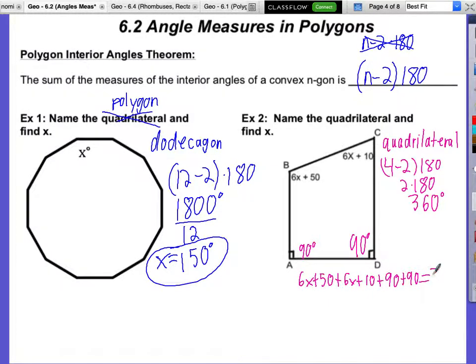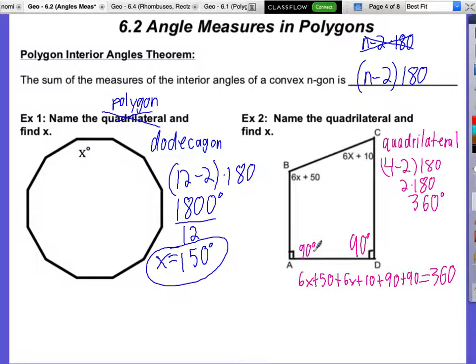360. So what we did was we added all four angle measurements, and we said it equals 360, because we know that the sum of all four angles is 360. So that's what we're doing. We're adding all four angles, and the sum is equal to 360. So how do we solve this from here?